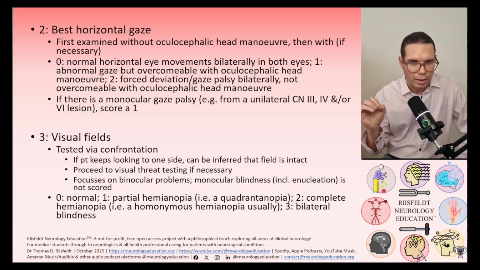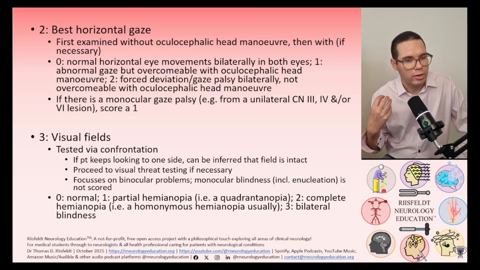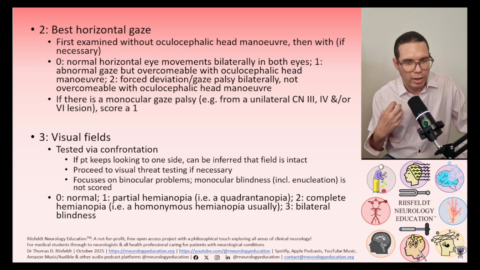The other thing to note is that the visual field testing really focuses on binocular problems in the context of a NIHSS assessment. So the publication specifically states that monocular blindness, including enucleation, so if someone only has one eye, that is not scored for the purposes of the NIHSS.